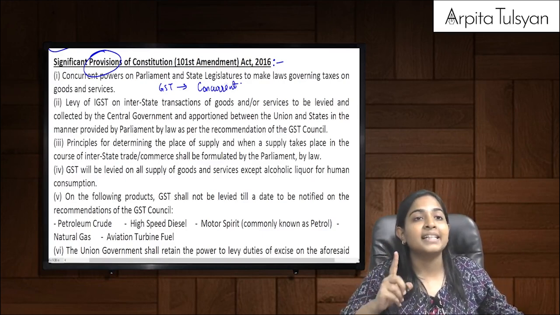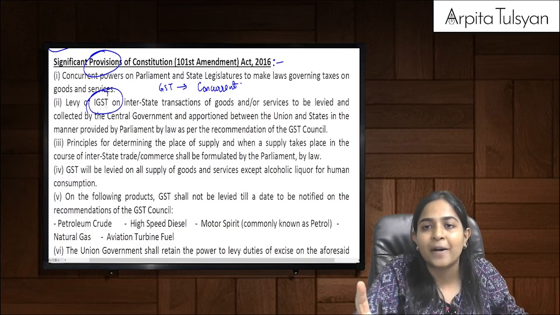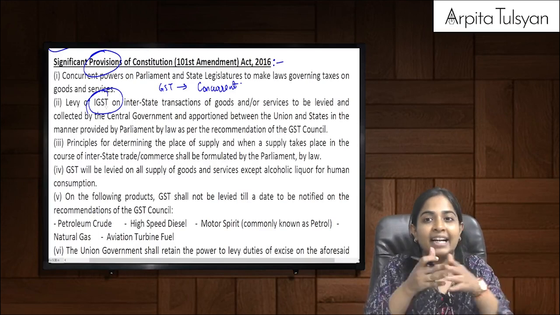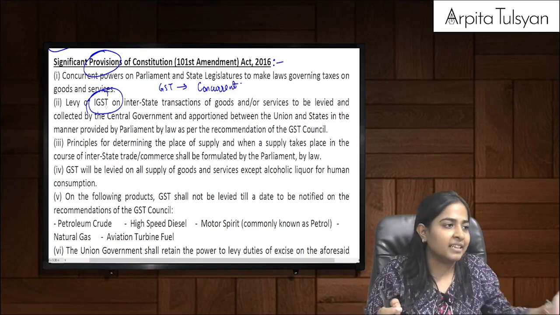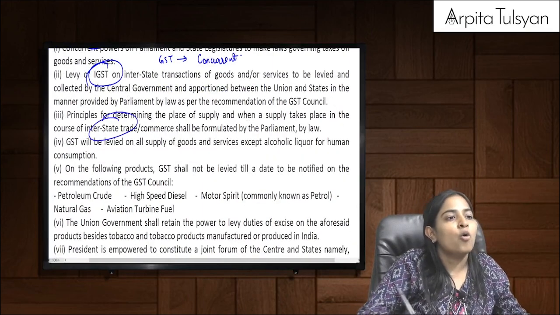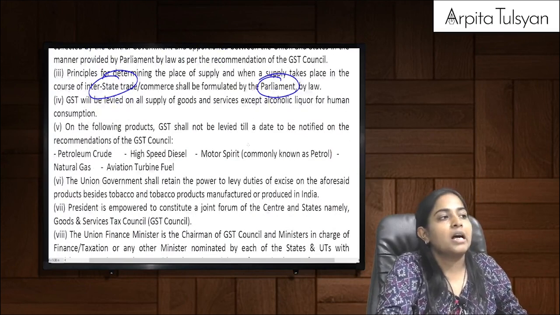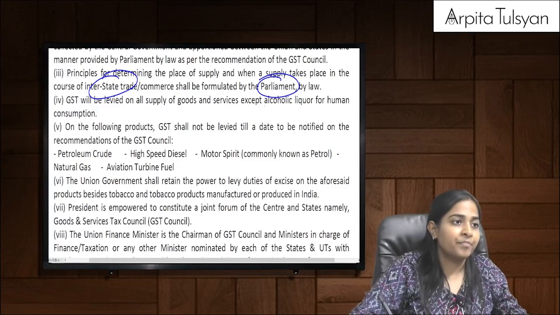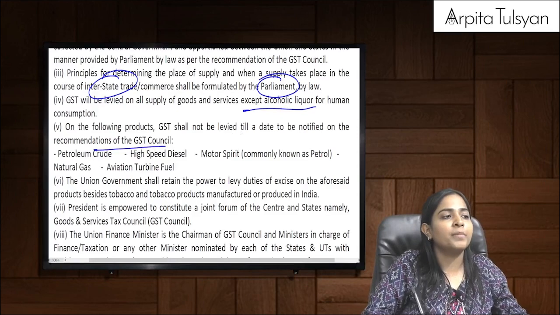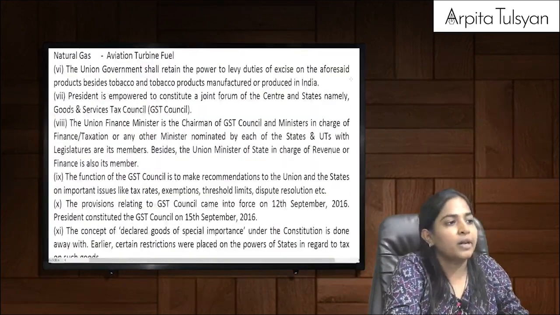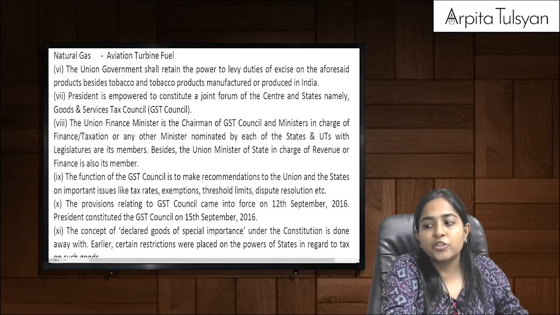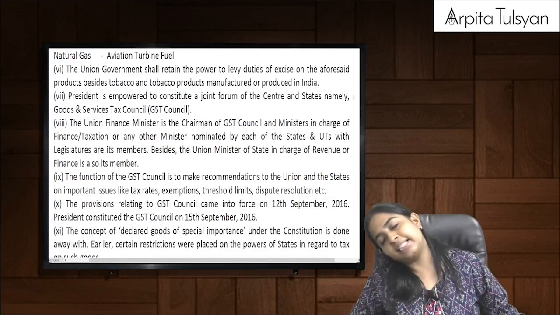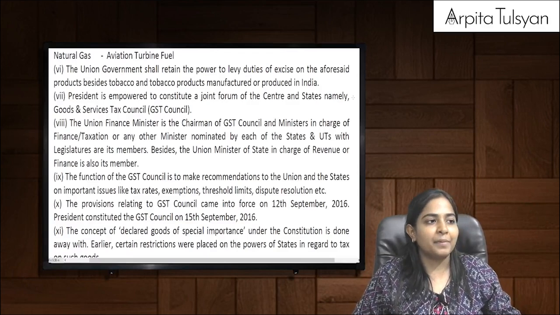But when it comes to interstate, when it comes to IGST, who has got the powers? Only Parliament, only the central government. And whatever IGST has been collected will be shared between the center and the state. For interstate, only Parliament has got the powers. GST will be applicable on which products? All goods and services except alcoholic liquor for human consumption. What about petrol, diesel, etc.? From the date which will be notified in the future. What about tobacco? GST is applicable plus excise duty is also applicable. What about drugs? GST is applicable plus excise duty is also applicable. Are you clear with this?